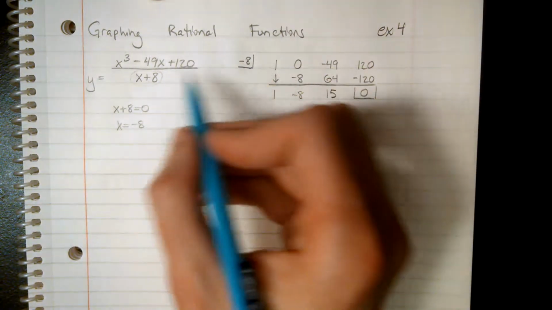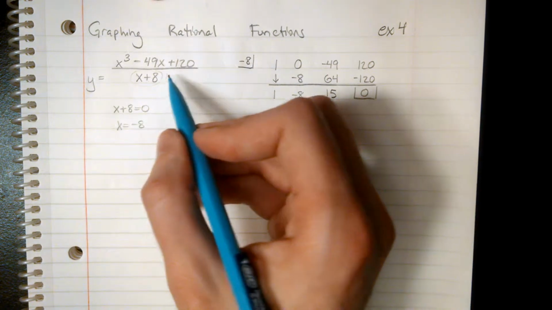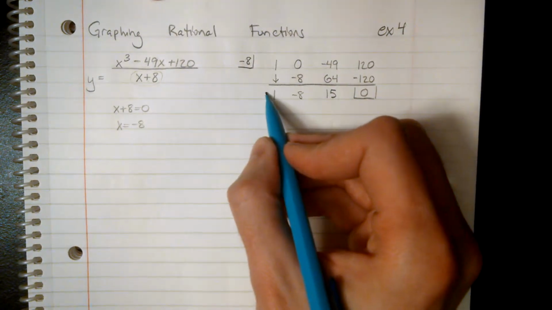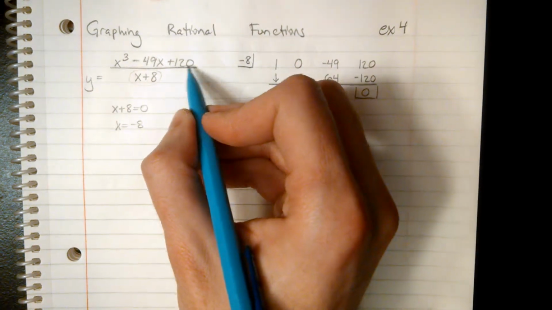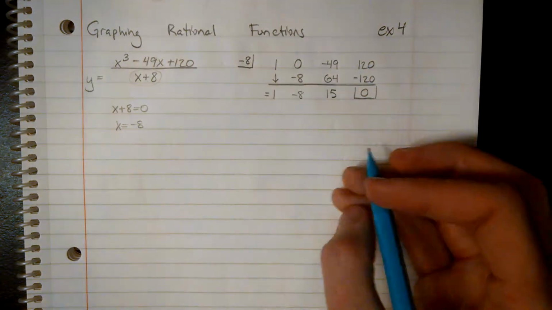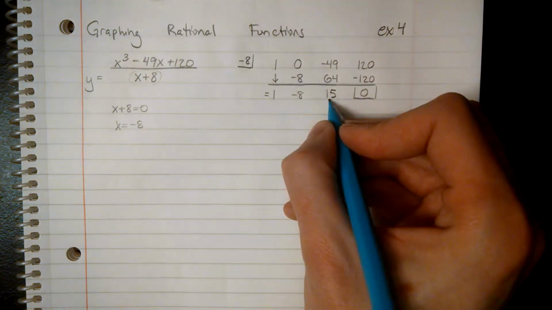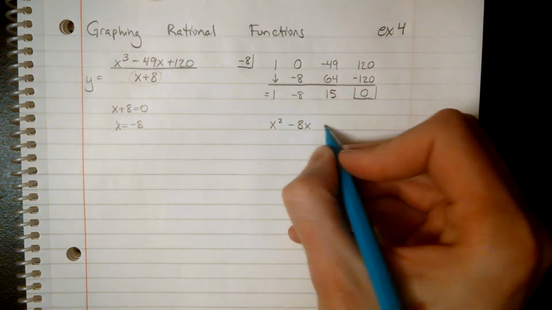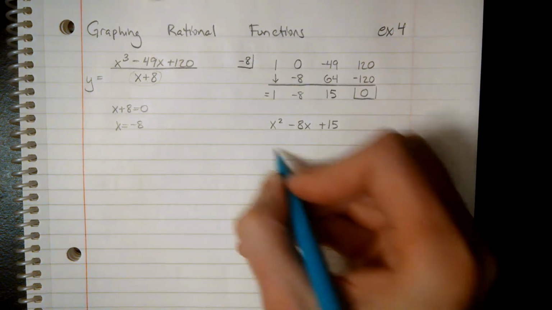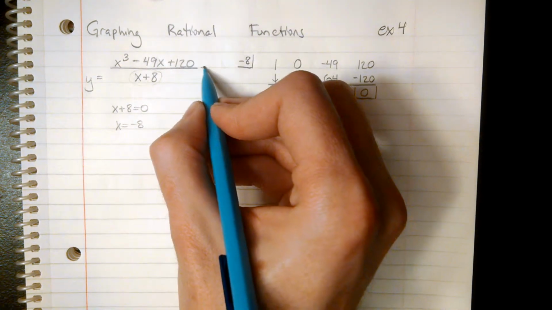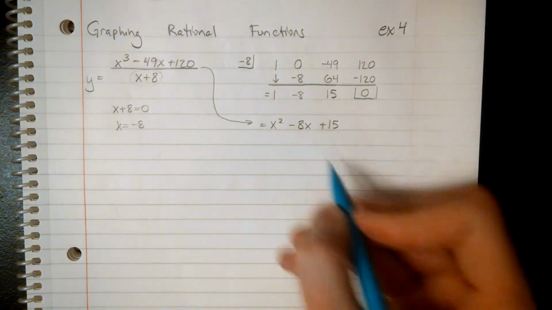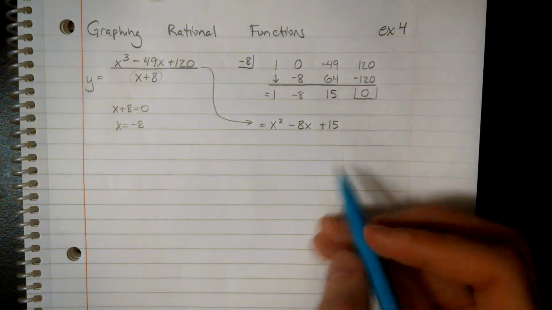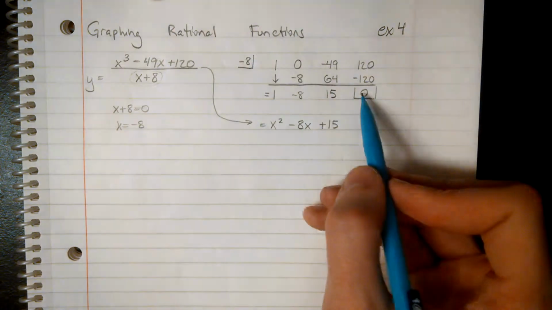So negative 8 does divide in perfectly to this problem, which means that this answer that I have left over here is equivalent to the problem that I started out with. All I have to do is plug in my x's. So this is going to be x squared minus 8x plus 15 that's left over. Again, that's equivalent to my starting equation since negative 8 divided in perfectly.